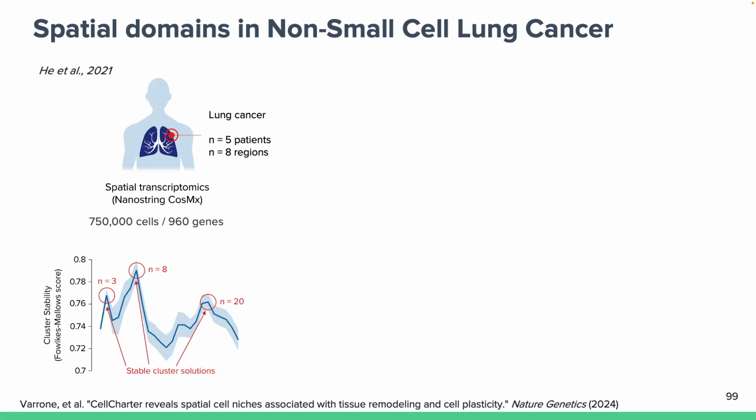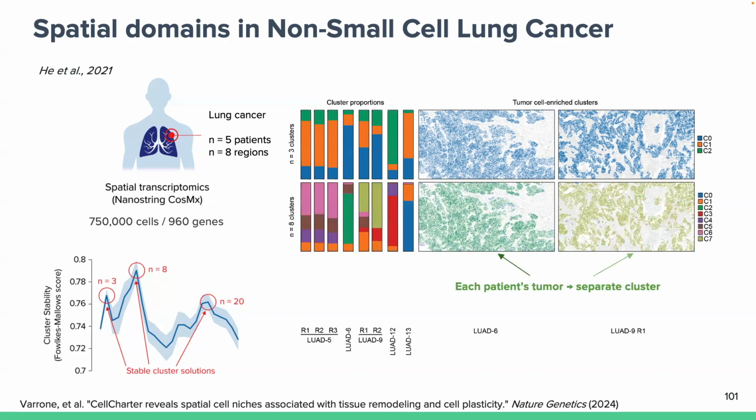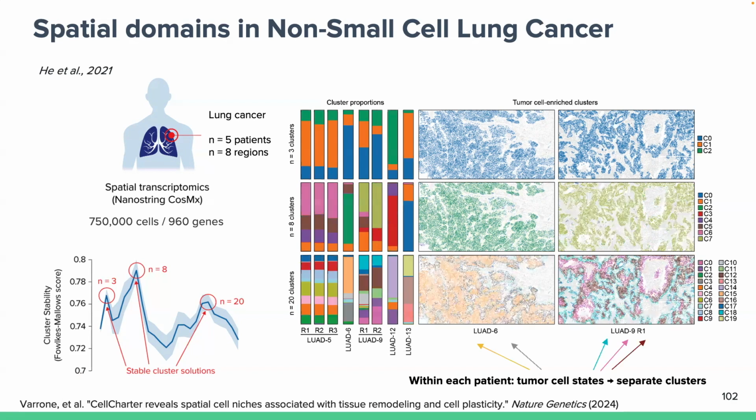And so our next question was, let's look at what those domains represent at these 3 levels of granularity. When we looked at 3 clusters, we saw one domain here in blue that spanned all the tumor areas from all the patients. So this domain contained all the tumor cells, but also other cell types that co-localize with the tumor cells. When we moved to a more fine-grained view at 8 clusters, every patient's tumor was split into a separate domain. And at 20 clusters, we detected subdomains that were composed either of different tumor subpopulations or different combinations of tumor cells and other cell types.